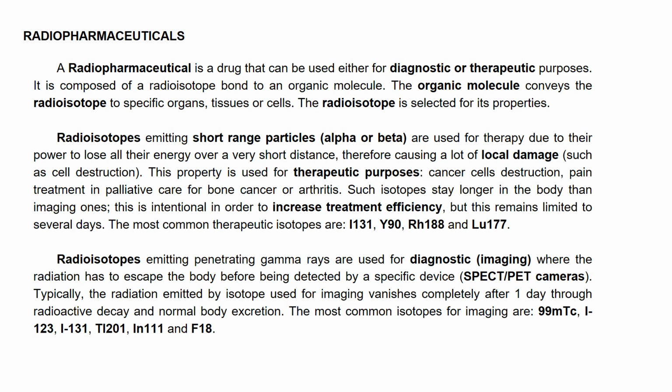Radioisotopes emitting penetrating gamma rays are used for diagnosis, where the radiation has to escape the body before being detected by a specific device. Typically, the radiation emitted by isotopes used for imaging vanishes completely after 1 day through radioactive decay and normal body excretion. The most common isotopes for imaging are technetium-99, iodine-123, iodine-131, thallium-201, indium-111, and fluorine-18.